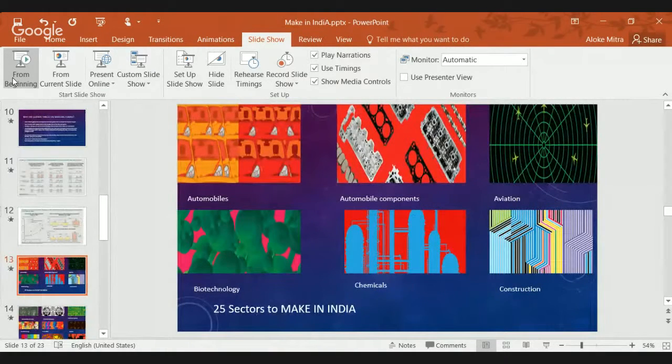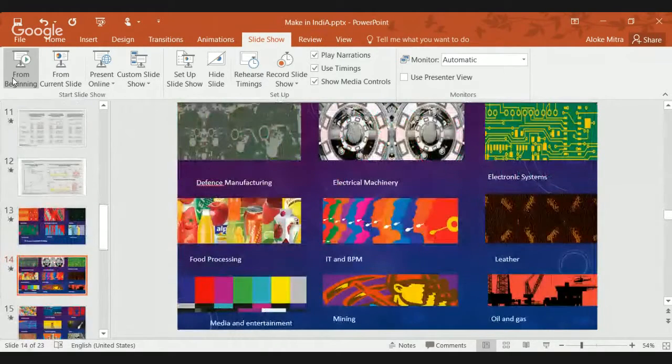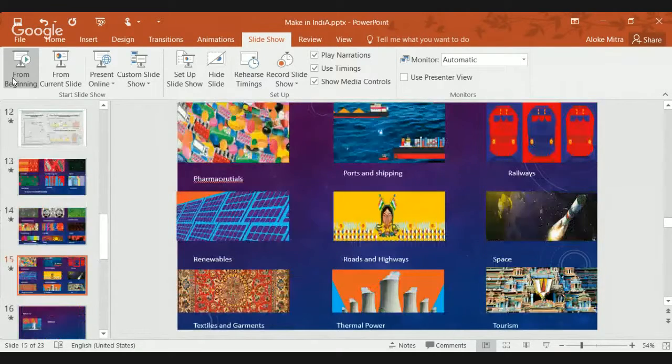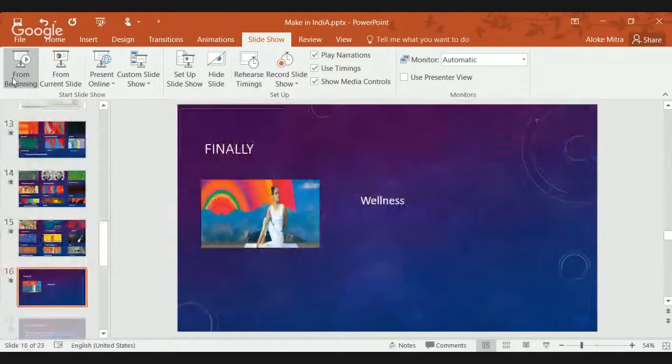You have automobiles, you have automobile components, you have aviation, biotechnology, chemicals, construction. Then there is defense manufacturing, electrical machinery, electronic systems, food processing, IT and business process manufacturing, leather, media and entertainment, mining, oil and gas, pharmaceuticals, ports and shipping, railways, renewables, roads and highways, space, textiles, thermal power, tourism, and finally, wellness.